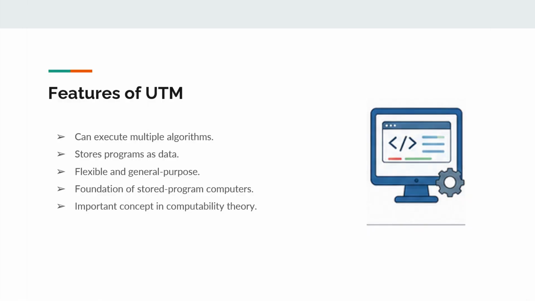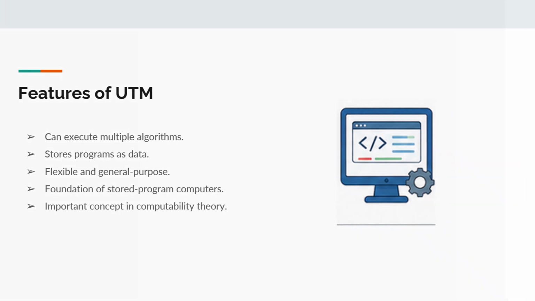Some important features of the Universal Turing Machine are its flexibility and ability to execute multiple algorithms. It reads programs as data, which is similar to how modern computers store programs in memory. Because of this, the UTM is considered the theoretical basis of stored program computers.